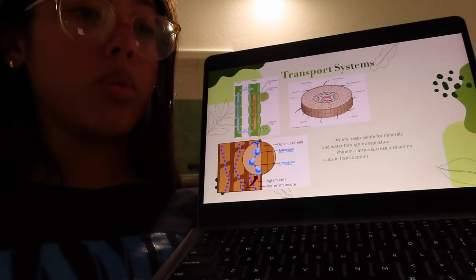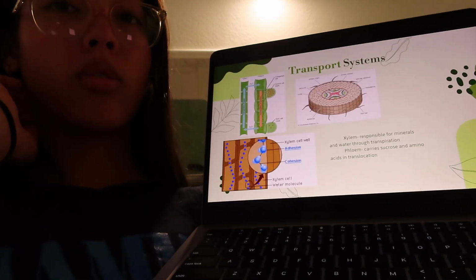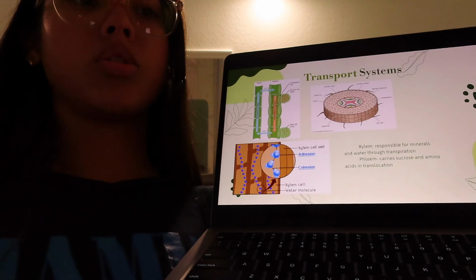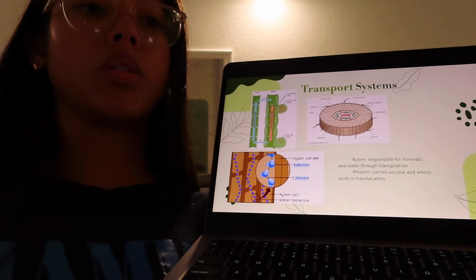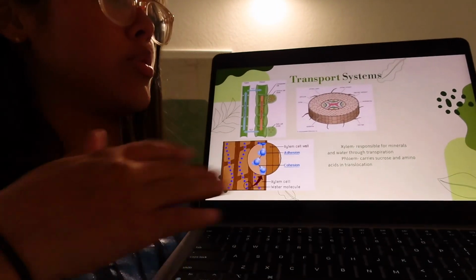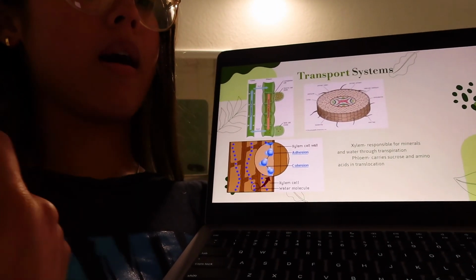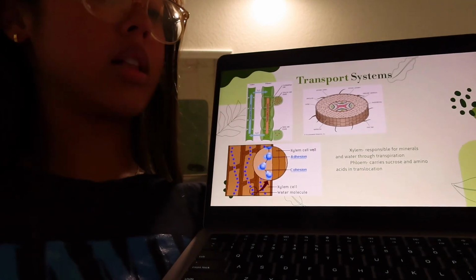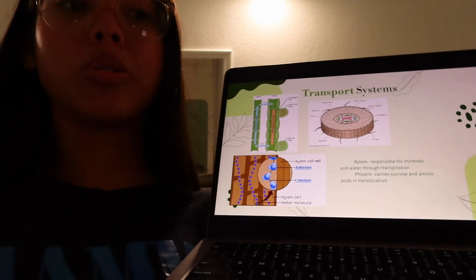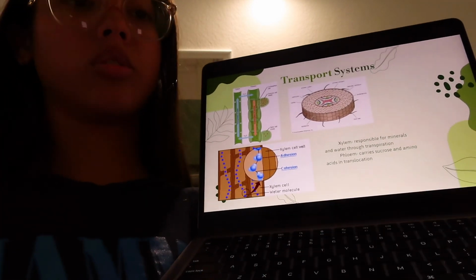And the phloem is responsible for carrying sucrose and amino acids from source tissues like the leaves to sink tissues like the roots. This occurs through translocation, and these tissues allow flowering plants to grow taller and efficiently distribute resources across their entire structure.